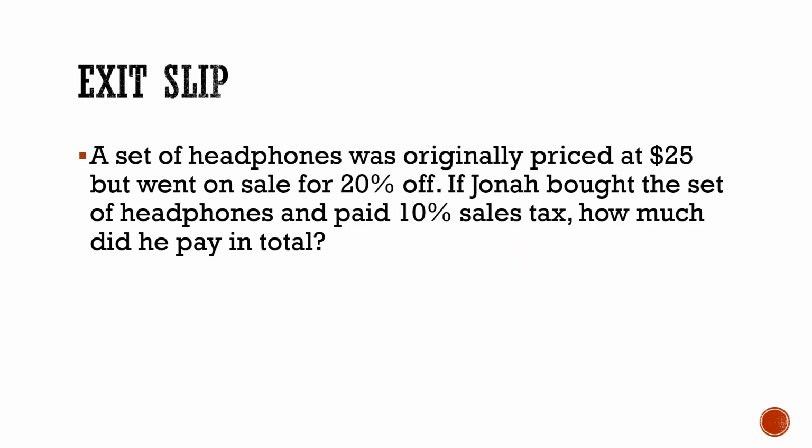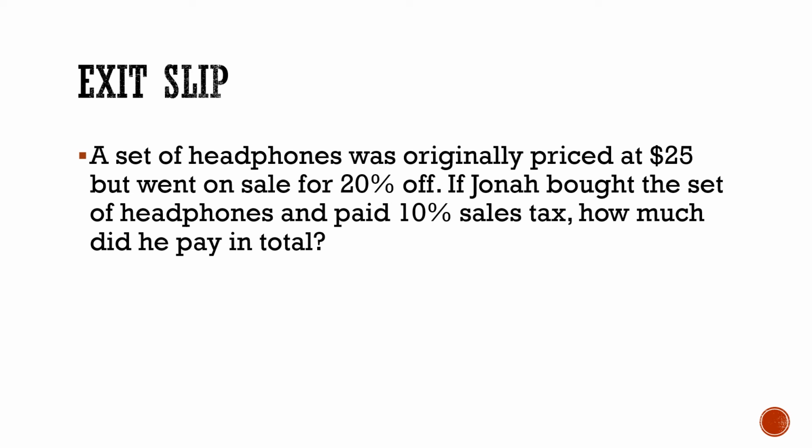Okay, let's look at our exit slip. It says a set of headphones was originally priced at $25, but went on sale for 20% off. If Jonah bought the set of headphones and paid 10% sales tax, how much did he pay in total? Okay, so let's think about this for just a second. He's no longer paying the $25 because he's getting a discount. And remember that we talked about sales tax. You only pay tax on the amount you pay for an item, not what it originally was. So you're going to need to find your discount price before you find your sales tax amount.